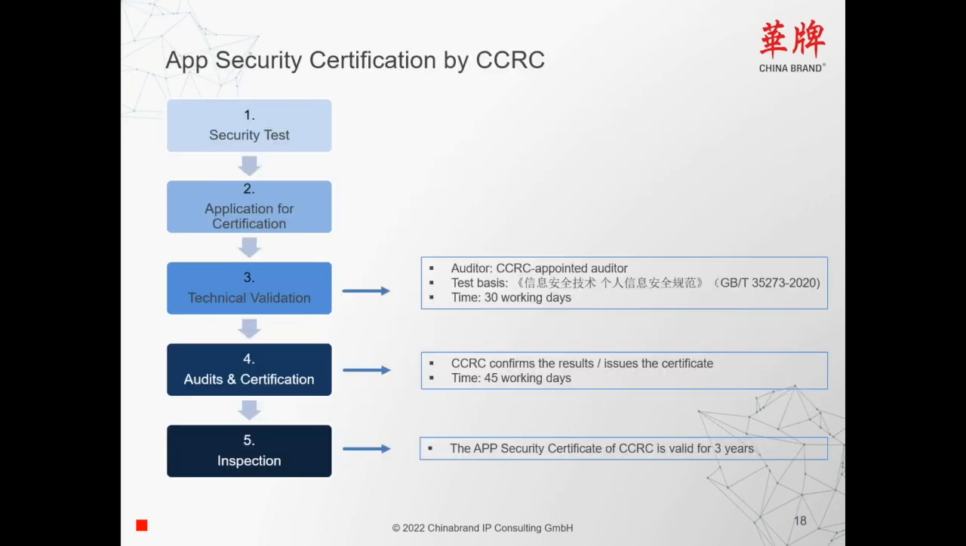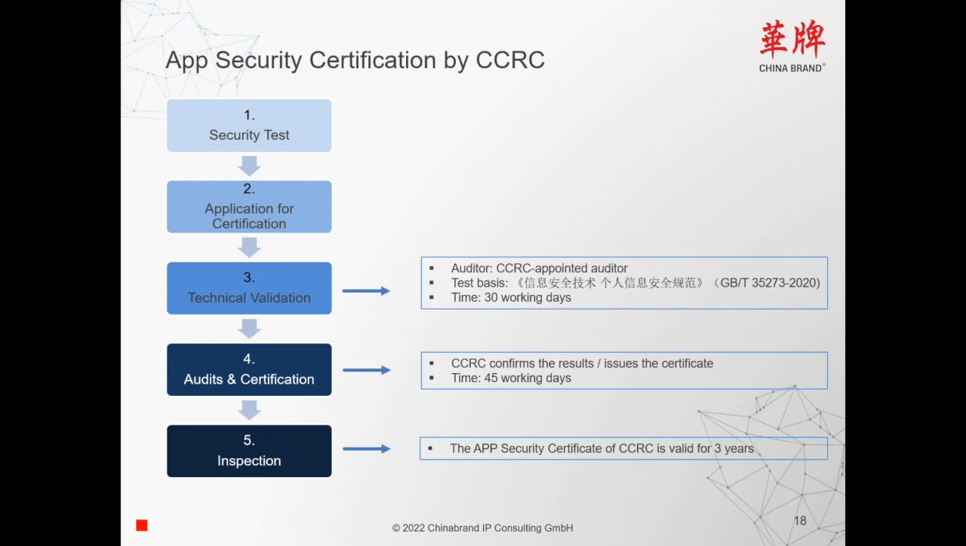After the technical validation is completed, CCRC reviews the results of the technical validation, and if there are no problems, a certificate will be issued. The app security certificate of CCRC is valid for 3 years. I'd also like to point out that according to the regulations, the app security certification by CCRC can be completed in about 19 working days in total.